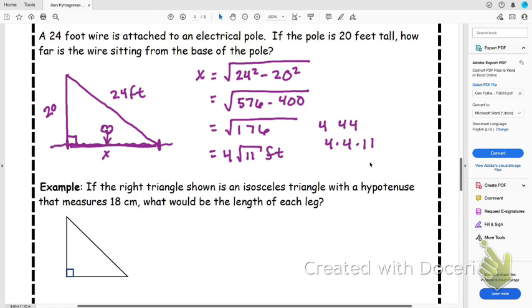Okay. It says, if the right triangle shown is an isosceles triangle with a hypotenuse measure of 18 centimeters, what is the length of each side? So where does 18 go? Opposite of the right angle. So the long side. Okay. What does it mean for a triangle to be an isosceles triangle?